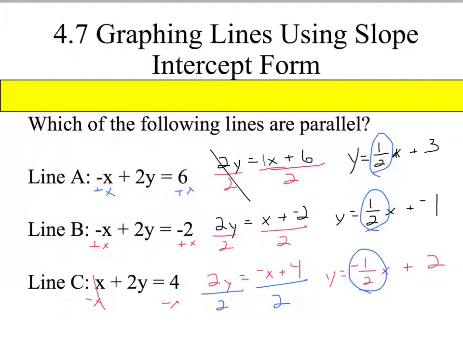What does it mean to be parallel? They extend on and on forever on the same plane and never ever cross. Which one has that? Line A and line B, because they both have slopes of 1/2.